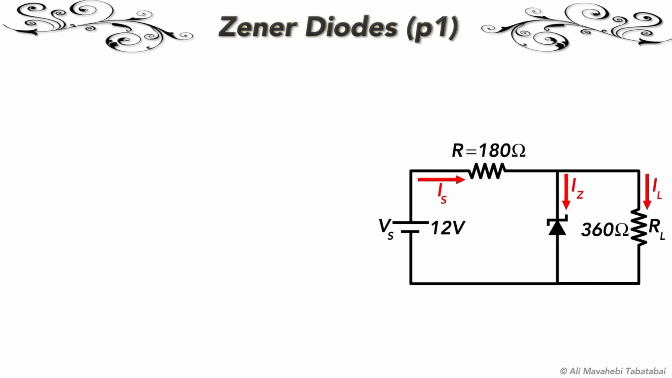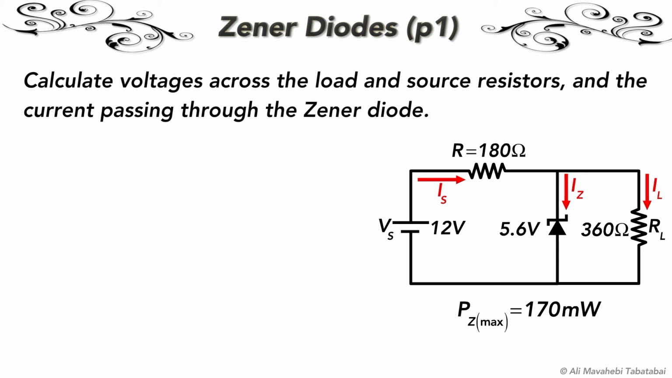Imagine the Zener diode in this circuit is having the Zener voltage of 5.6 volts. If the Zener diode has maximum power dissipation of 170 milliwatts, calculate the voltage VL across the load, the voltage VR across the source resistor, and the current passing through the Zener diode. How much power is dissipated in Zener diode? Can we use a 170 milliwatt Zener for this circuit?